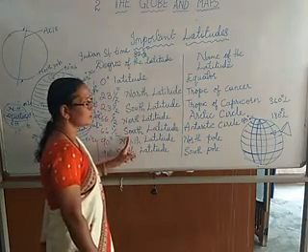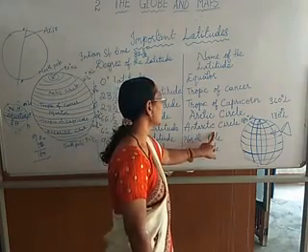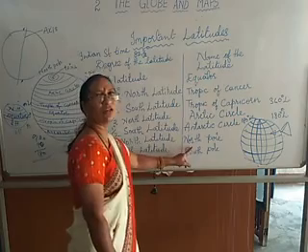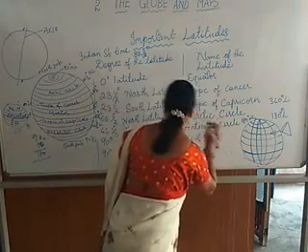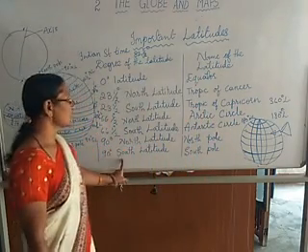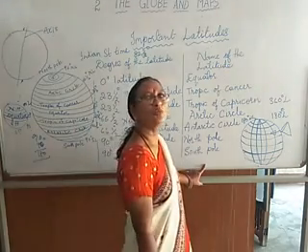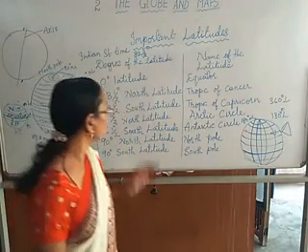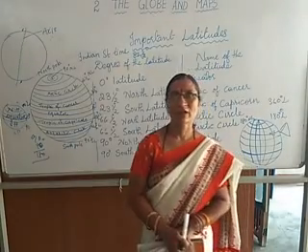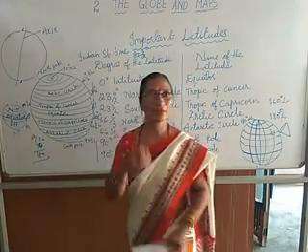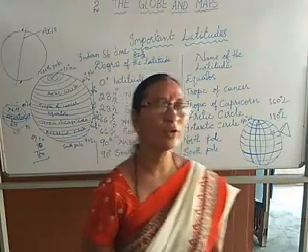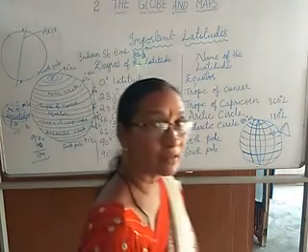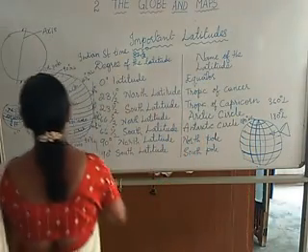We have learned about latitudes and important latitudes. Now we are going to read about longitudes. What are longitudes? These are semicircular lines connecting the poles. Suppose this is the globe. These are the semicircular lines connecting the poles, passing through the equator. Lines connecting the poles and passing through the equator are called longitudes.